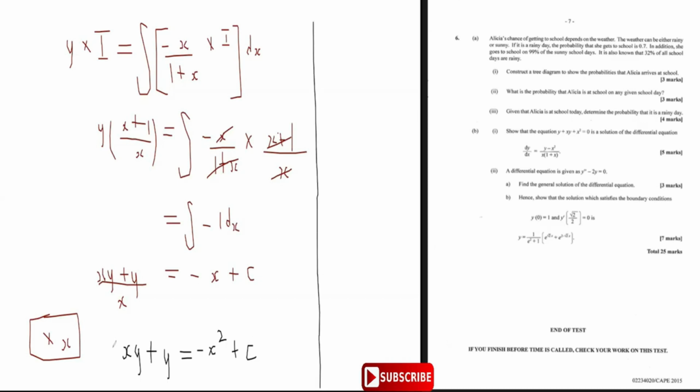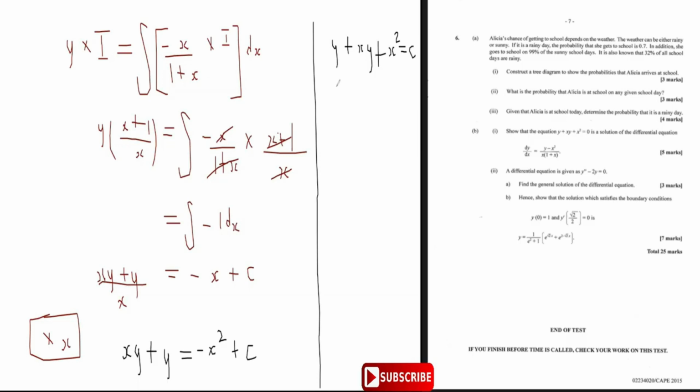All you need to do is bring over the x squared to the other side. If we bring over the x squared, we get y plus xy plus x squared is equal to c.